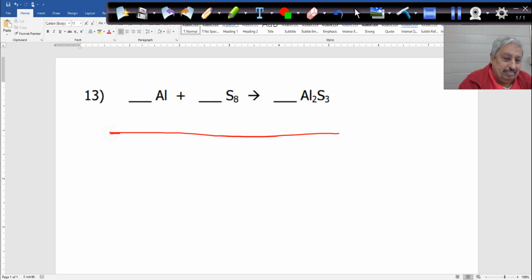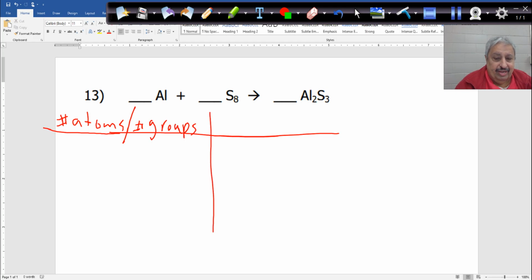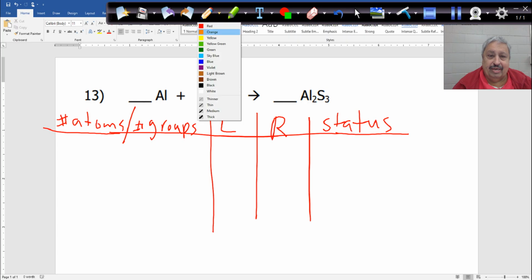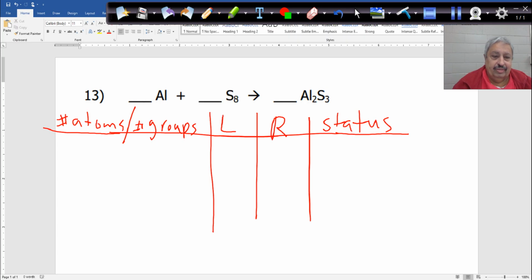The first column of the table will be called number of atoms or number of groups, because I'll show you sometimes groups come in parentheses, and then left, right, and then status. Okay, so let's define what we are dealing with. The left of the equation here, that's the reactants, correct? That's my left.